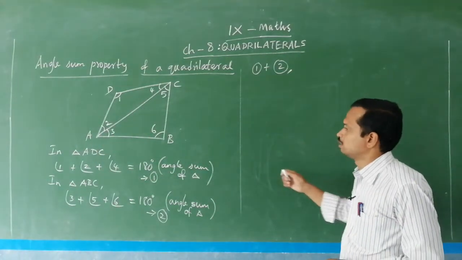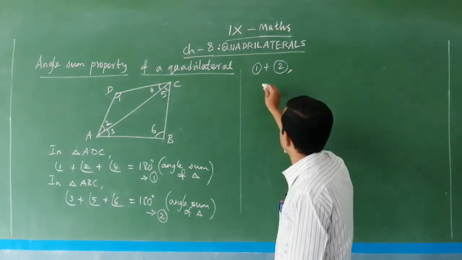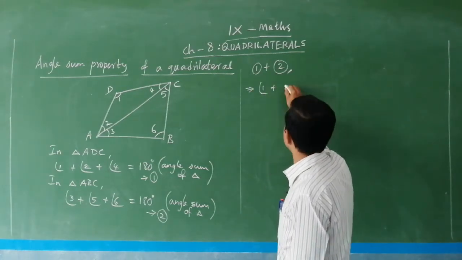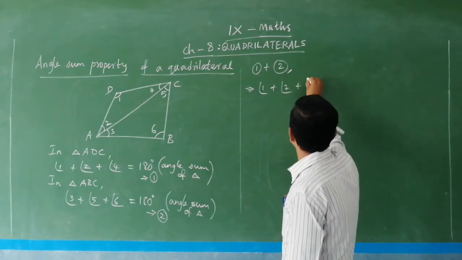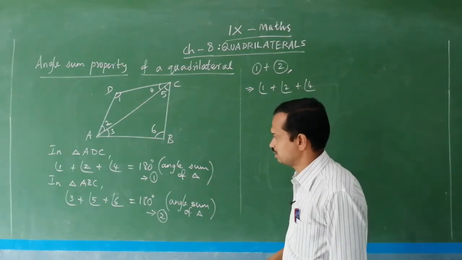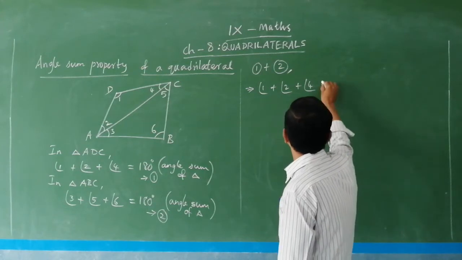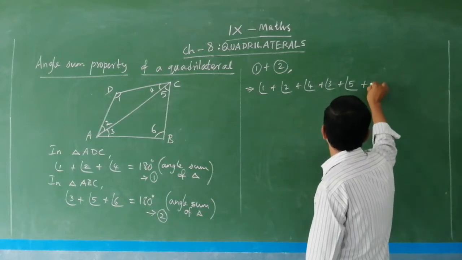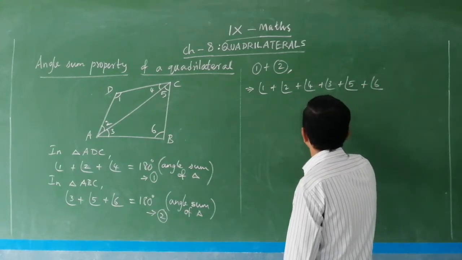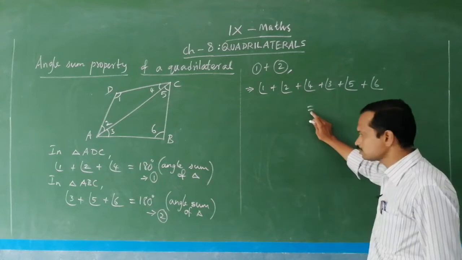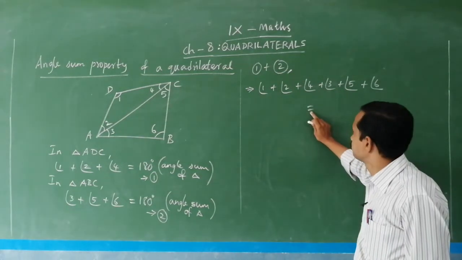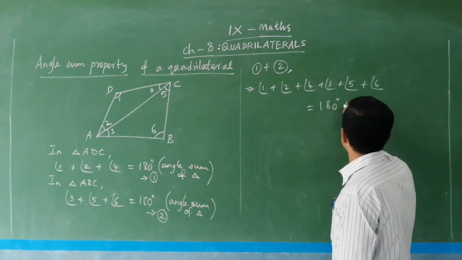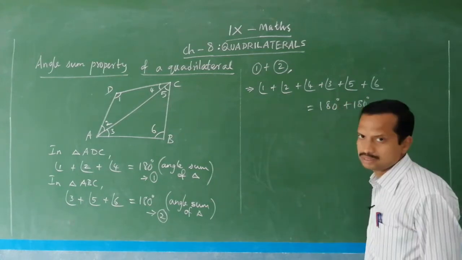So now the first equation, this implies angle 1 plus angle 2 plus angle 4. And then the left side of the second equation, I can have, that is angle 3 plus angle 5 plus angle 6. I am just putting the equal sign here, and the right side is 180 degree plus 180 degree, clear.